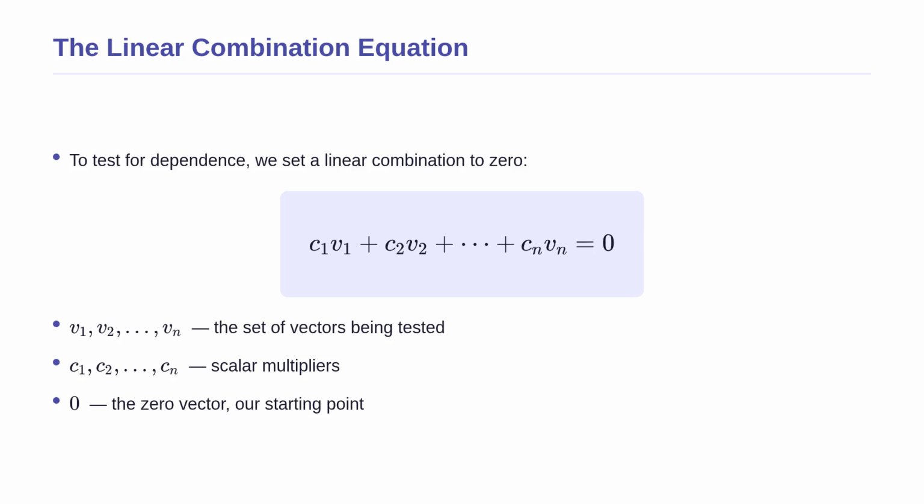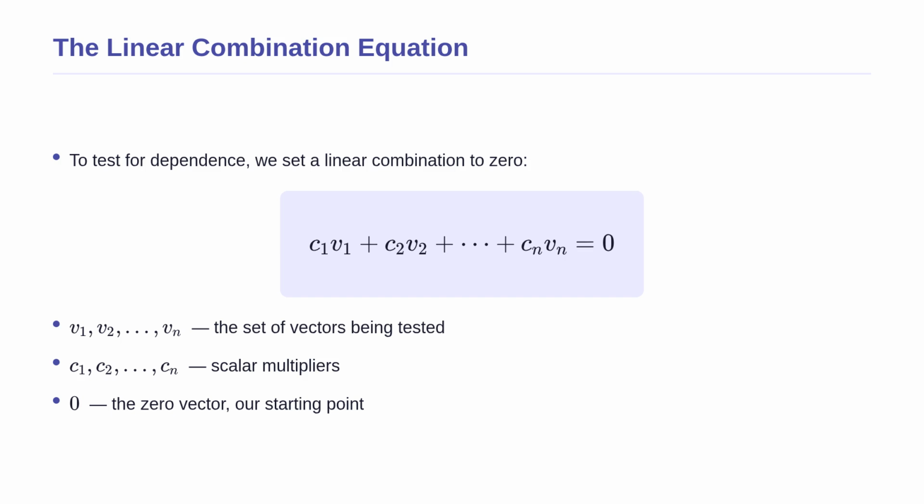Conceptually, this formula represents a journey that starts at the origin and tries to return to the origin using our given vectors. The symbols v1, v2 up to vn represent a set of vectors, which are the directions we are testing. The symbols c1, c2 up to cn represent scalar multipliers, which are just regular numbers telling us exactly how much of each vector to use.